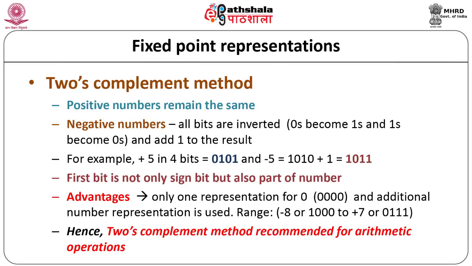There are two advantages. First, there is only one representation for 0, 0000, and second, one additional number can be represented using the twos complement method. Thus, the range of numbers under the twos complement method in 4-bit is -8, that is 1000, to +7, 0111. Hence, the twos complement method is recommended for arithmetic operations.